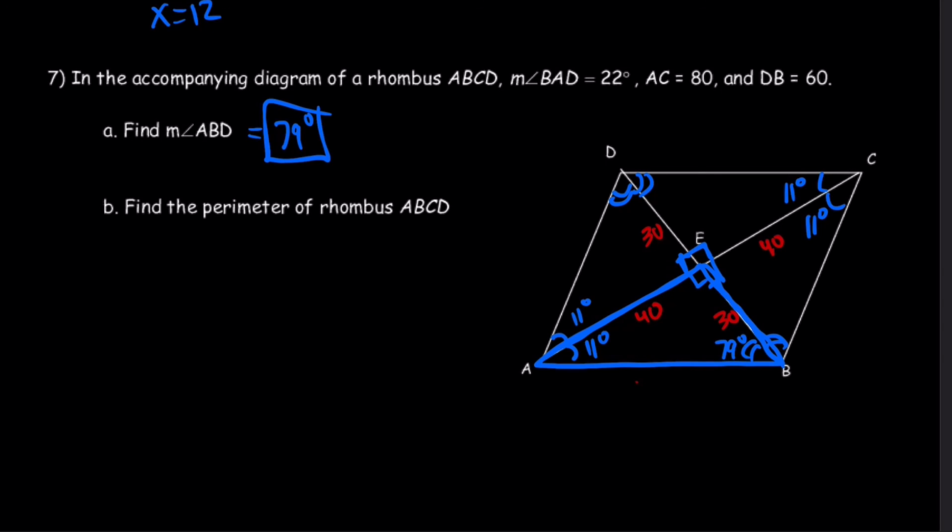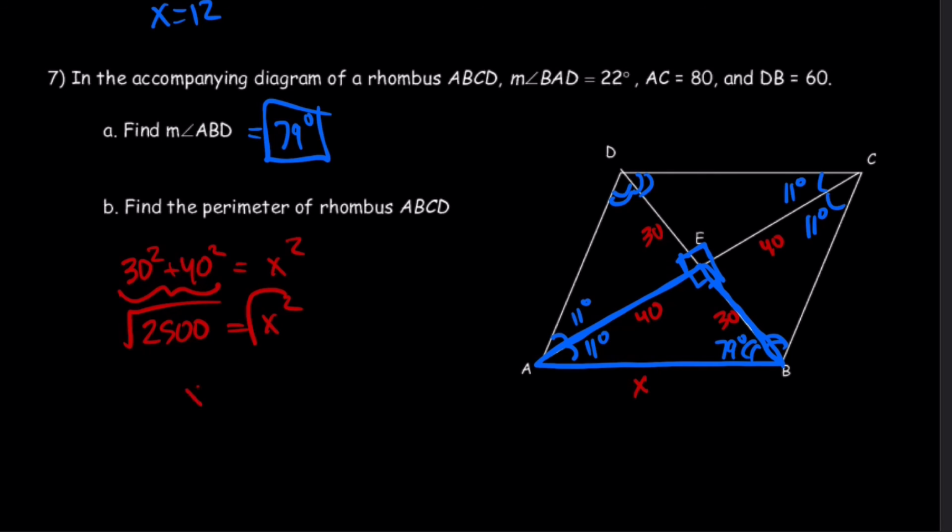Okay, let's just call this x. And these are the two legs, 30 and 40. So this will be 30 squared plus 40 squared equals x squared. I'm just going to put this right into the calculator. Big number, 2,500 equals x squared. Square root it. X is 50. So this side here is 50. Since it's a rhombus, all four sides are the same, so they're all 50. The perimeter is going to be 4 times 50, or 200.